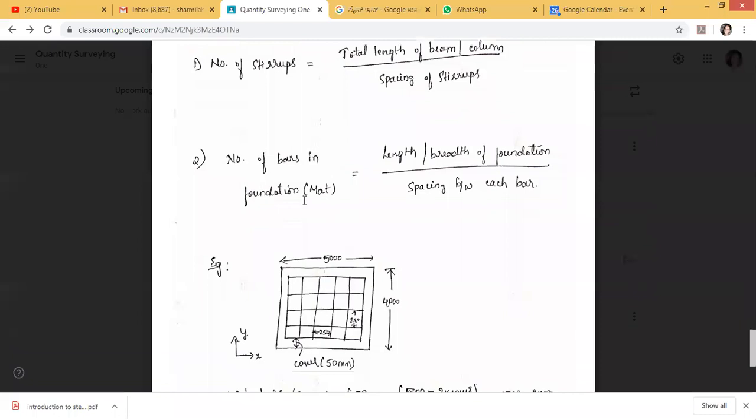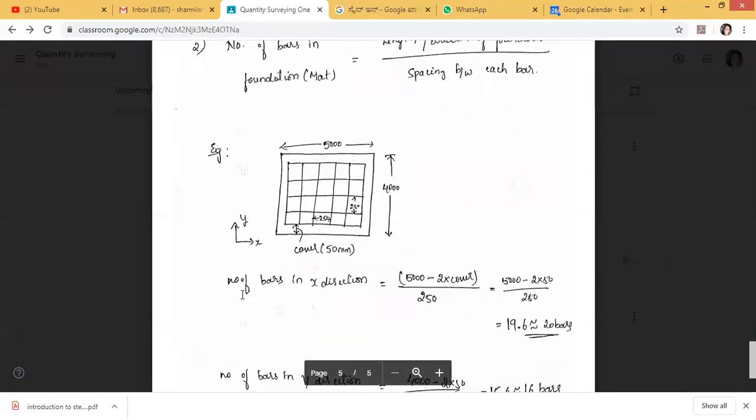Then, number of bars in the foundation. If you consider a column, at the bottom you will see a foundation or mat, right? For the mat, you will be provided with reinforcement in both x and y directions. There you have to calculate the length, which you will directly get from the foundation detail. For one direction it will be 5,000, and for another direction it will be 4,000. And you should calculate the number of bars to calculate the quantity. So how to calculate it? Again, you use the same formula: length or breadth of the foundation divided by the spacing between each bar.